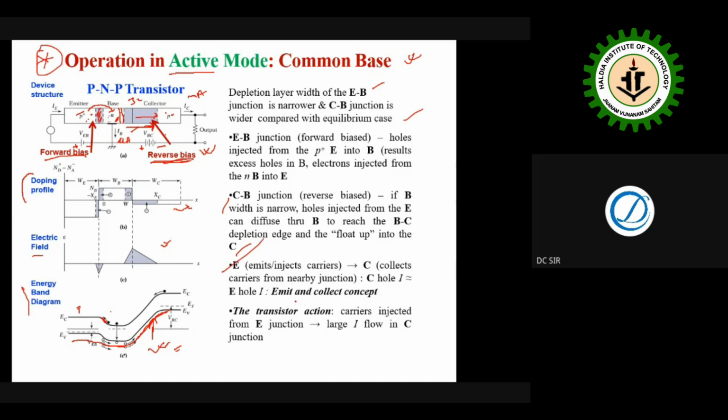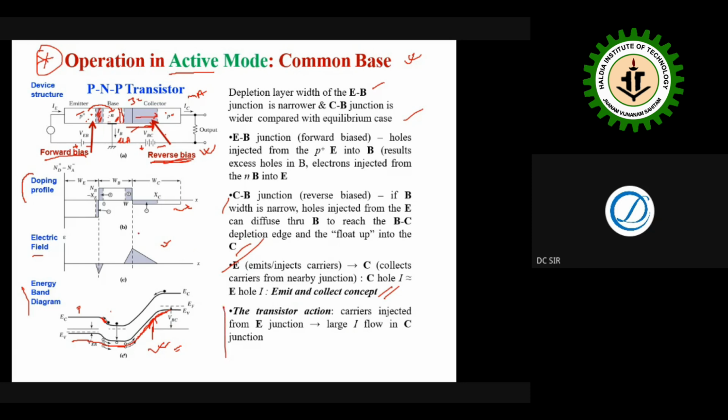So here E is emitter, C is collector, and the collector hole current is equal to the emitter hole current. Here, the emitter emits or injects carriers, so the collector collects carriers from the nearby junction. So the collector hole current is nearly equal to the emitter hole current. So this is the emit and collect concept. Okay, the transistor action: carriers injected from the E junction, a large current flows in the C junction.